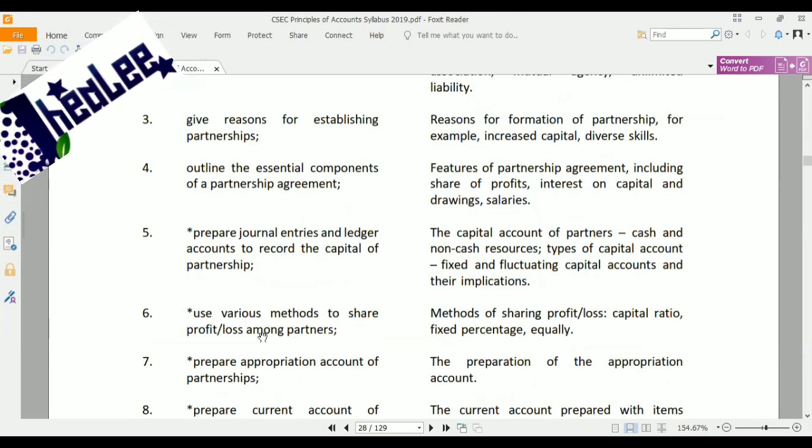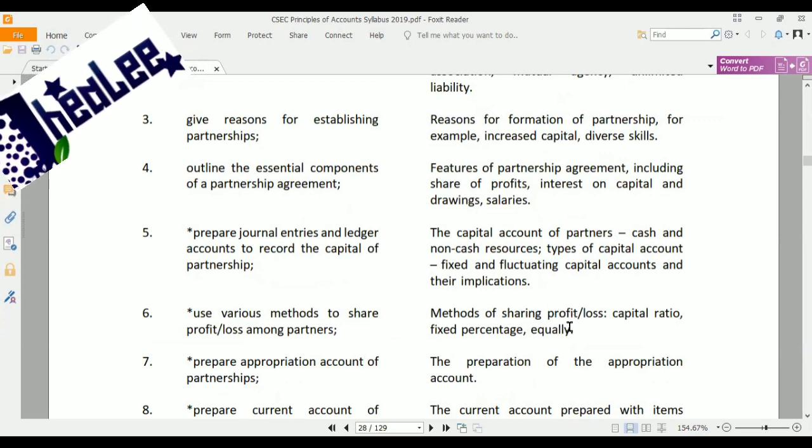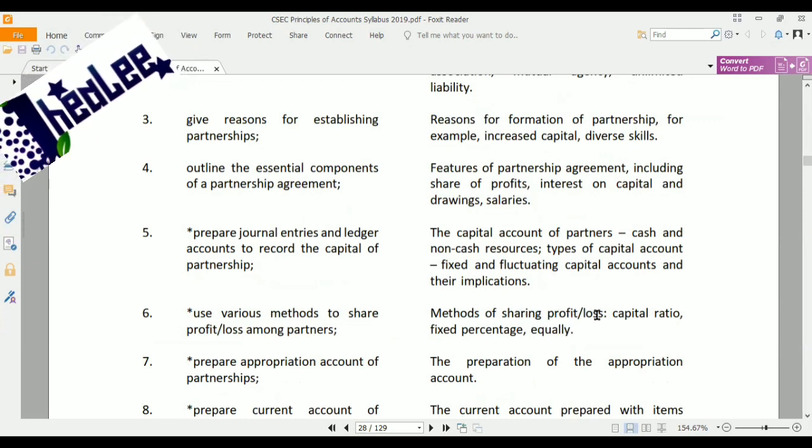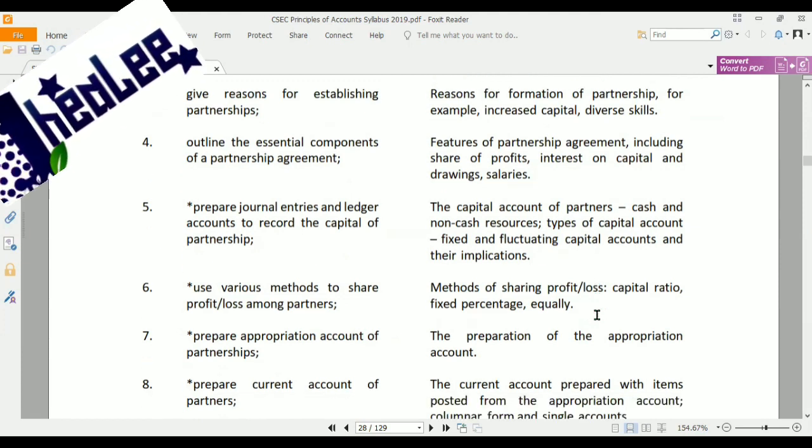Use various methods to share profits and losses among partners. And as I said, I did a lesson on this, and you can go to the channel and look for that. It is called sharing of profits and losses for partnership.